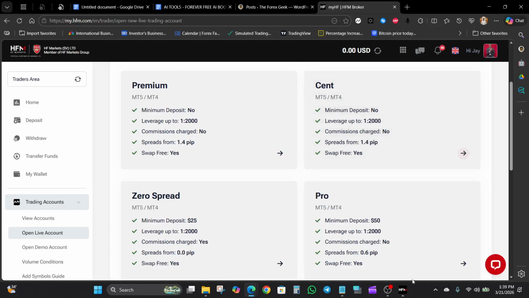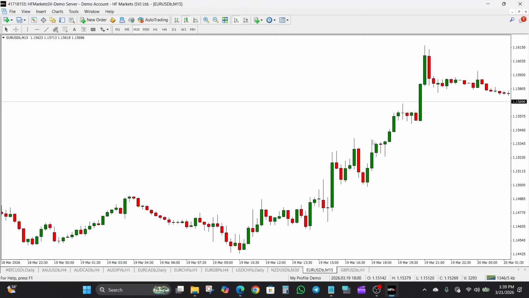The main difference between the cent, micro, and mini accounts is how much each trade is worth. Larger accounts mean larger potential gains and losses. Choosing the right account depends on your experience level and risk tolerance. Beginners are usually better off starting small and gradually scaling up. The key takeaway is to start with an account type that allows you to learn and manage risk effectively.